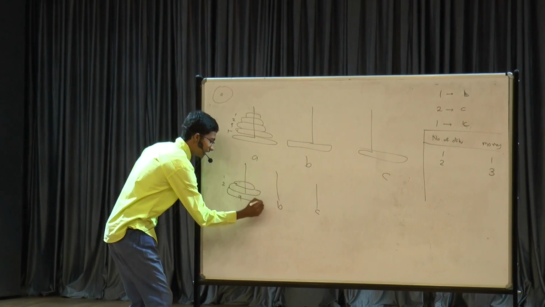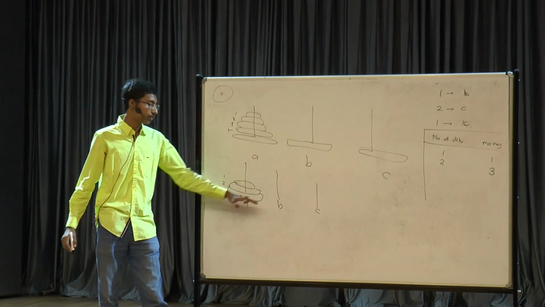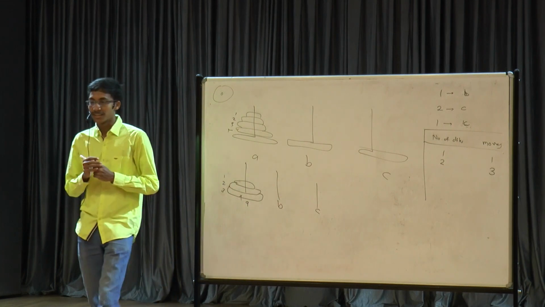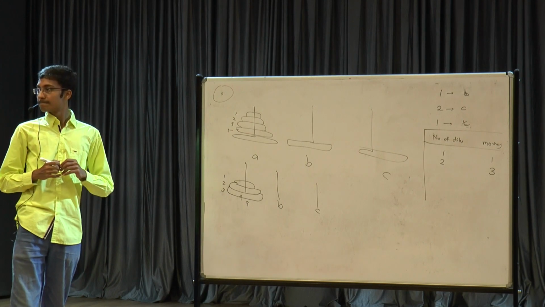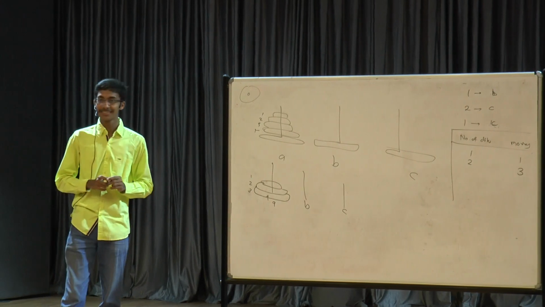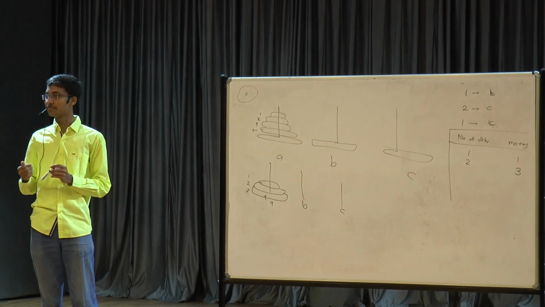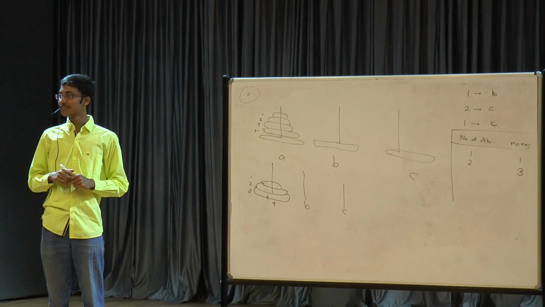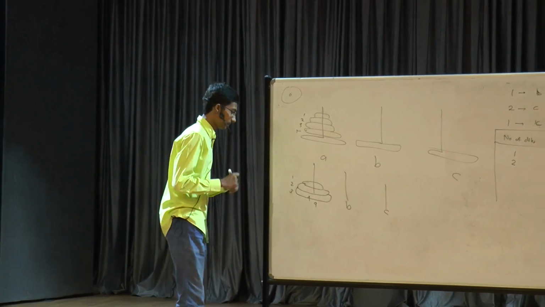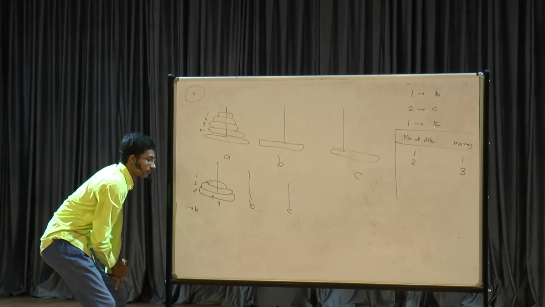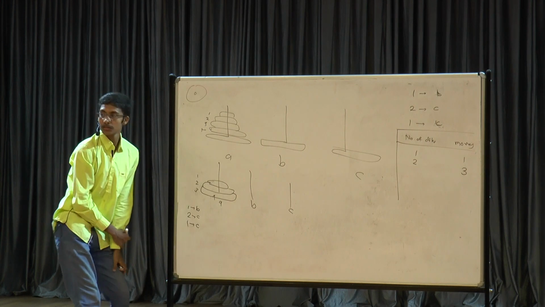So now we have 3 disks labeled 1, 2, 3. We want to move all of them from A to C. What's your answer, first of all? 6 moves, okay. 5, okay, that's cool. Someone who can do it in 5, can you tell me your process? So you move the first disk to B, 1 to B, okay. Second one to C. Then first one again to C.